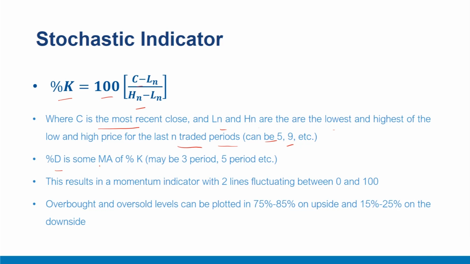Now, percent D is a moving average of percent K. It can be a 3 period moving average or 5 period moving average of percent K. Since D is the moving average, percent K line is quicker, faster in absorbing the information, while D is slower because it is the moving average of percent K. So this results in a momentum indicator with two lines, percent K and percent D, fluctuating between 0 and 100. The measure is bounded between 0 and 100, and one can set up overbought and oversold levels at 75 to 85% and higher on the upside, and 15% to 25% and lower on the downside. Let's see how this works.